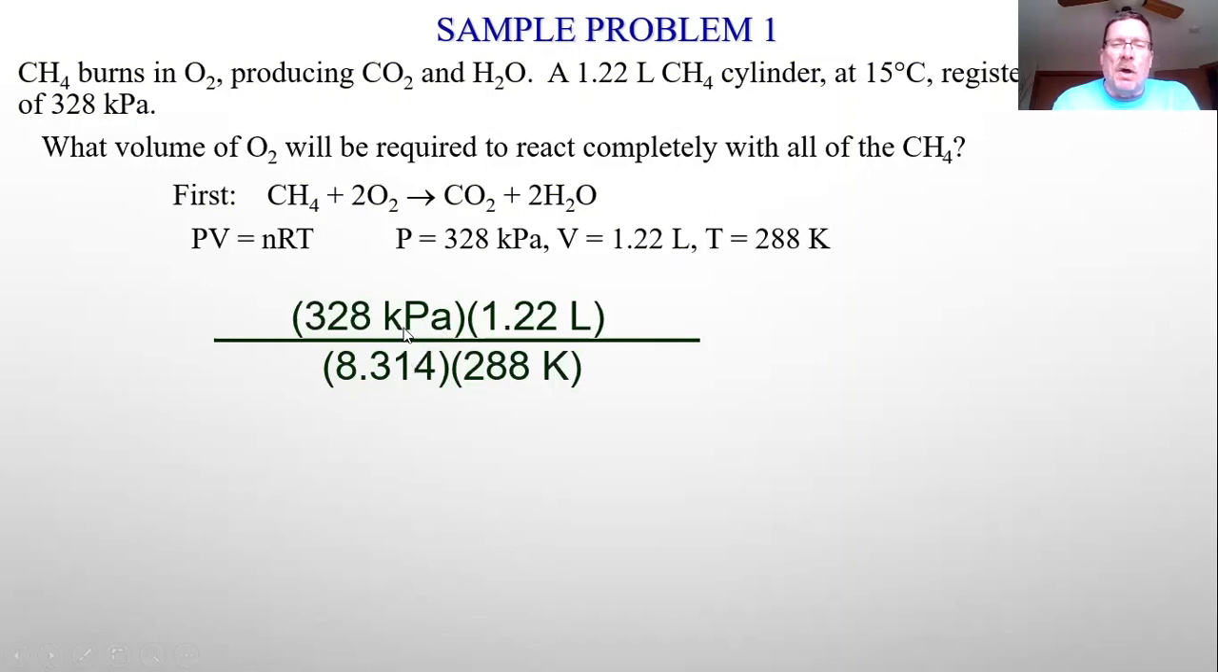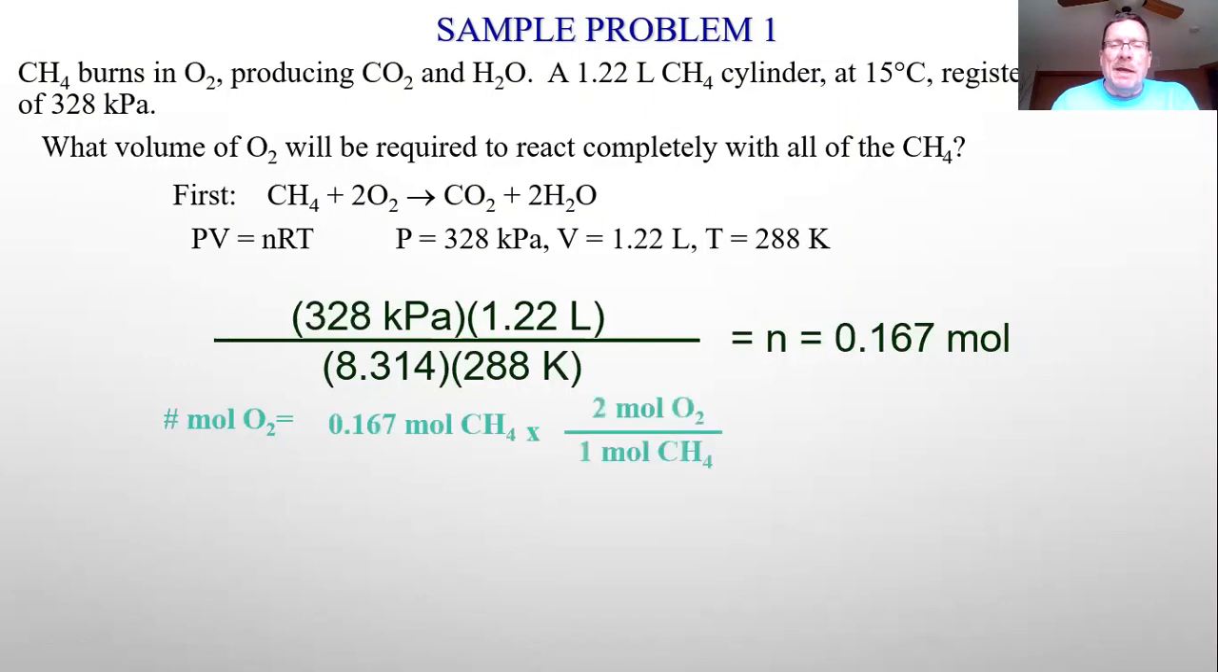8.314 is always the R constant used with kilopascals. And I took my 15 degrees, added 273, and got it into Kelvin. That then tells me my moles of methane is 0.167. Now, knowing stoichiometry and my balanced equation, I can find the moles of oxygen. So that's my 0.167, and the mole ratio is 2 to 1. So you see the moles of methane cancels. I'm left with moles of oxygen. It's just twice that number, 0.334.